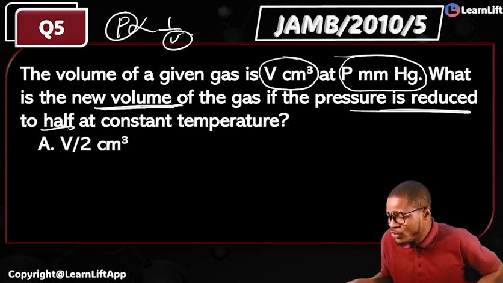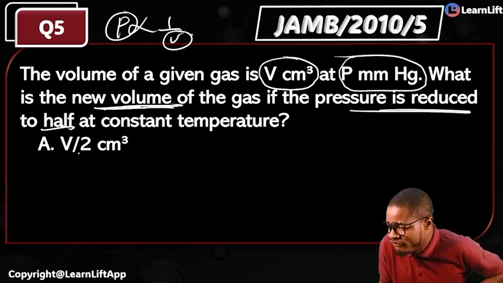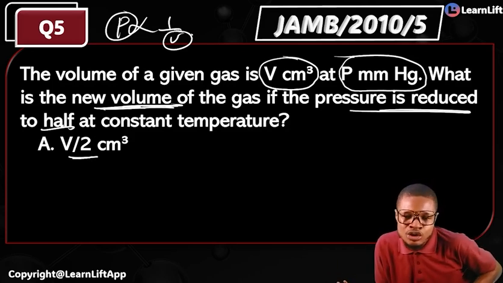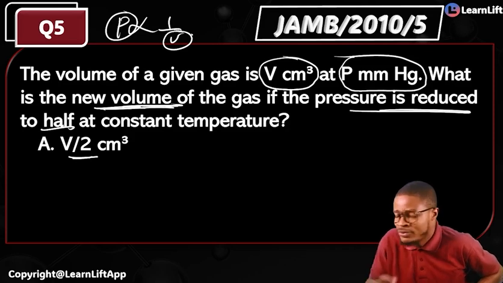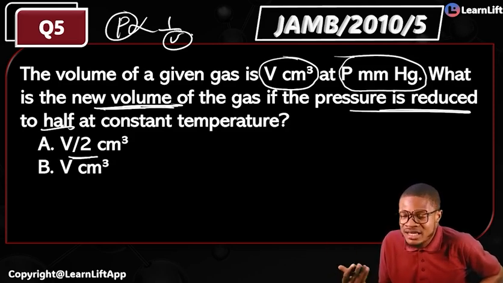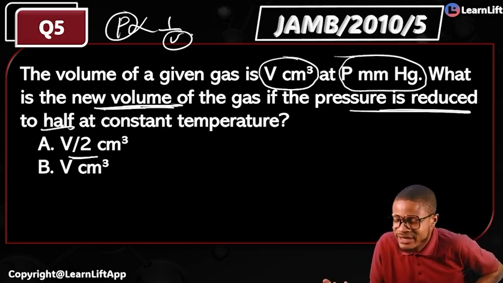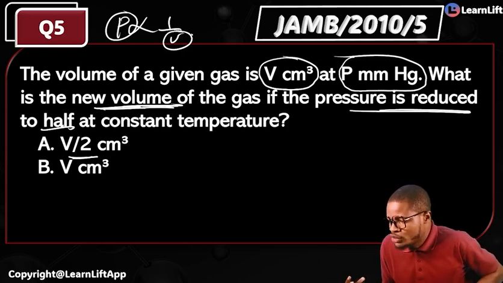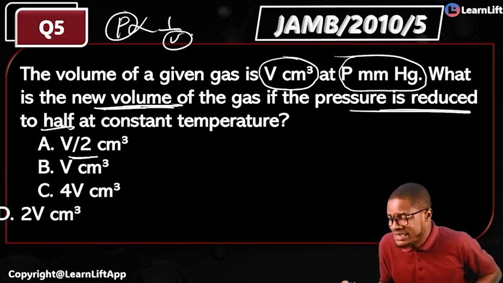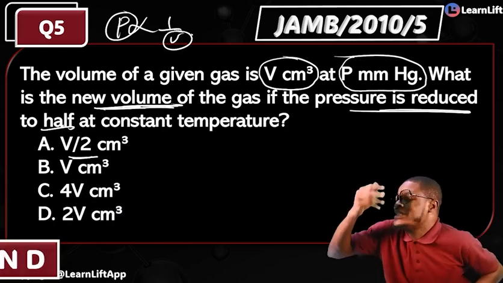Option A says V will decrease by 2. No, that's not true. Option B says V is equal to V cm cubed. That's not it. Volume should multiply by 2. Option C says it will multiply by 4. This one says it will multiply by how many? 2. What is the answer? Option D is the answer.